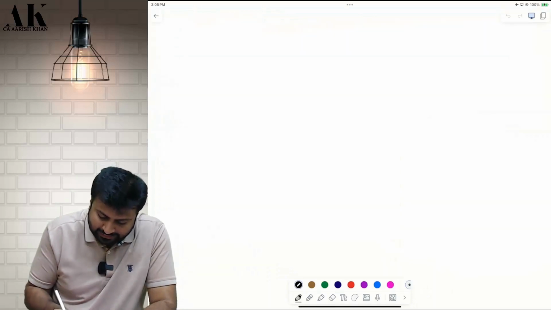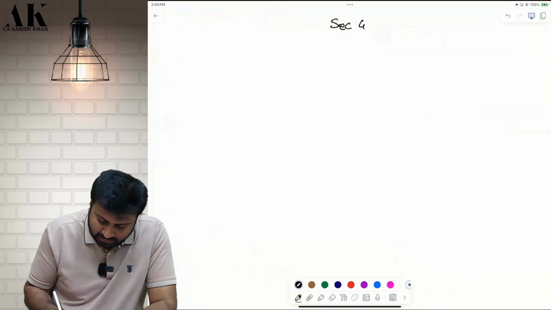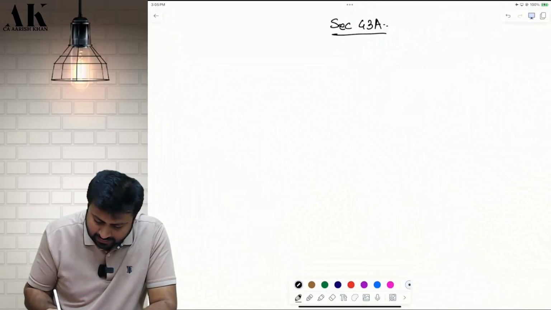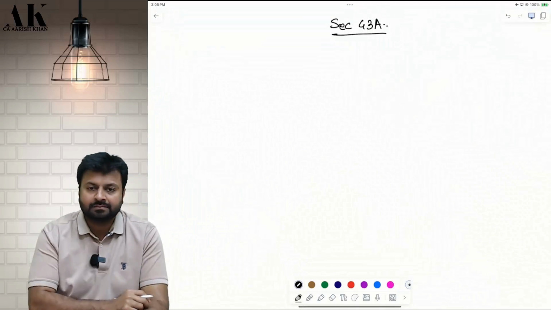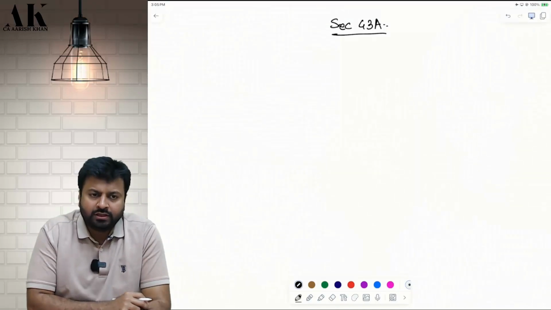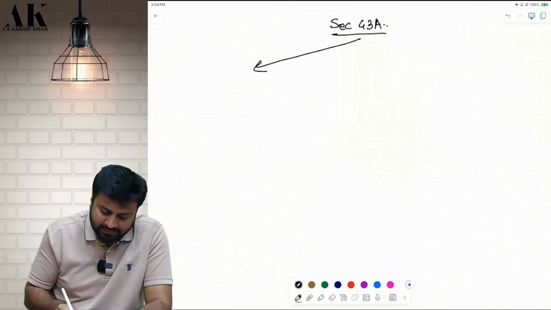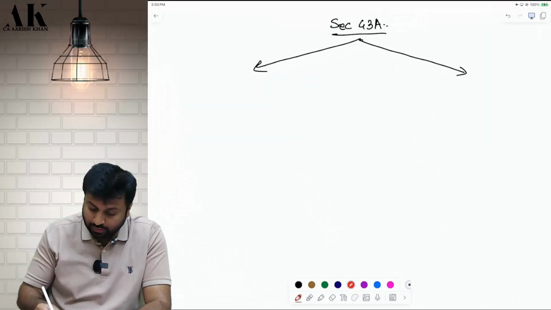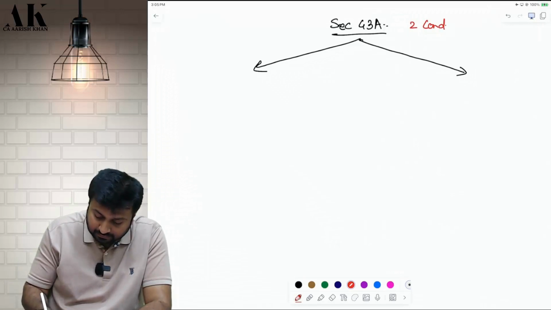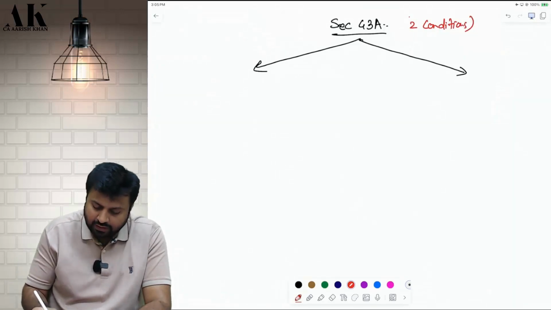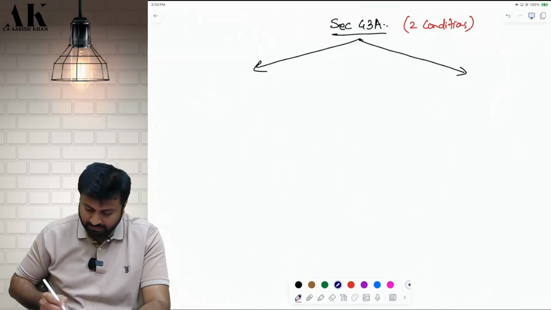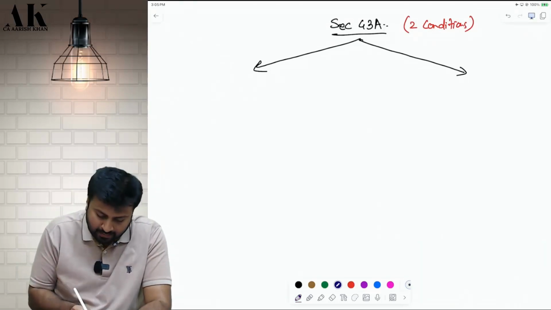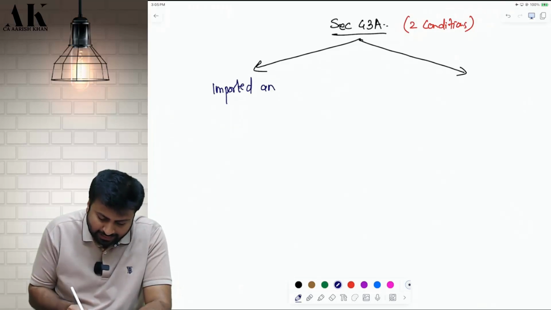That is section 43A. Very, very important section. A lot of times they have asked a question on this. What is section 43A, sir? This section says that if you fulfill 2 conditions, how many? 2 conditions. Then you will fall under this section. Condition number 1: if you have imported an asset.